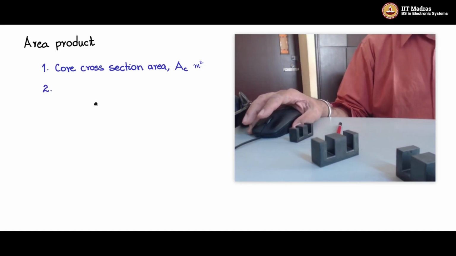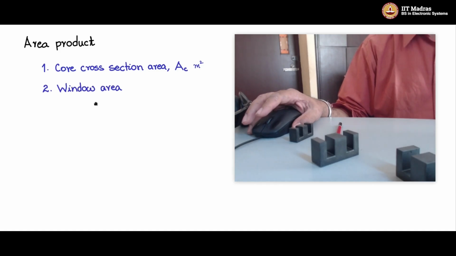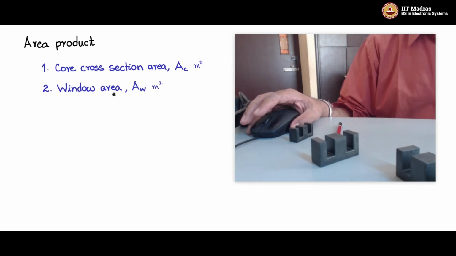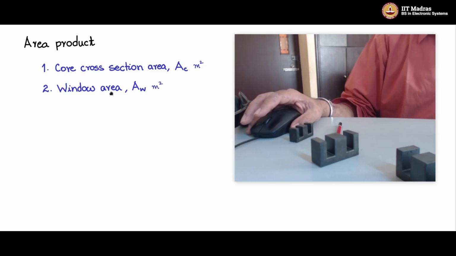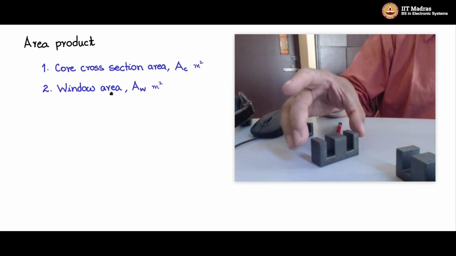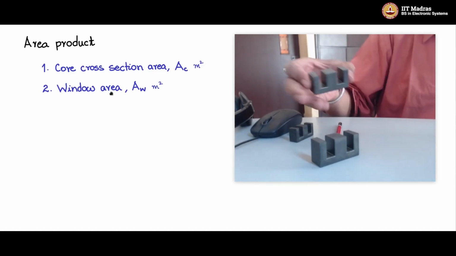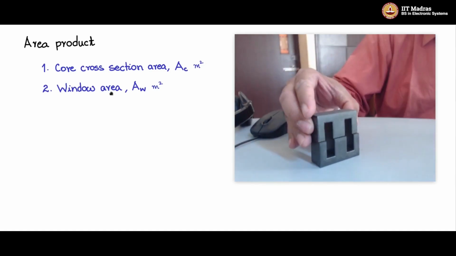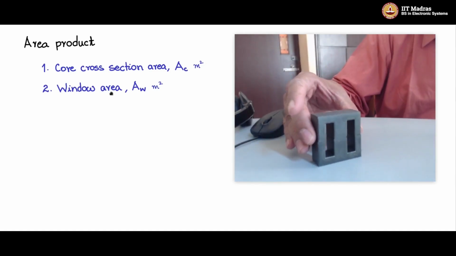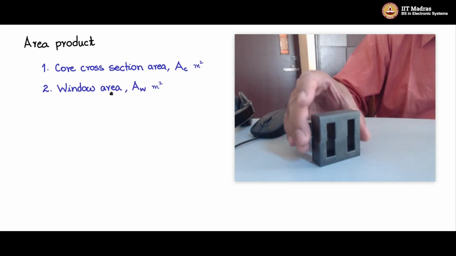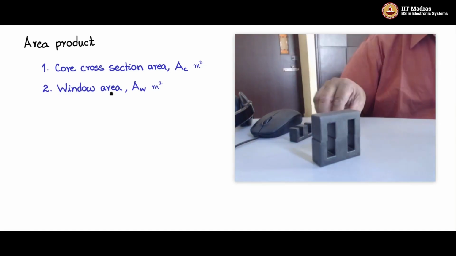Next, let us see another area called the window area. The window area symbol is AW, in meter square. And what is the window area? In the case of the E core, you see there is this one E core. I will take the other one and place it on top of this like this. This will be the completed E core, as you see it here.